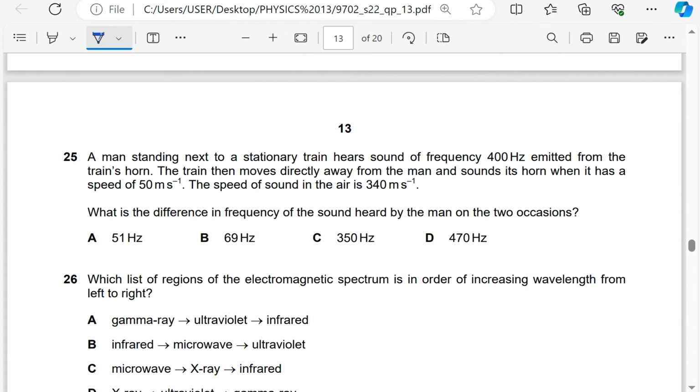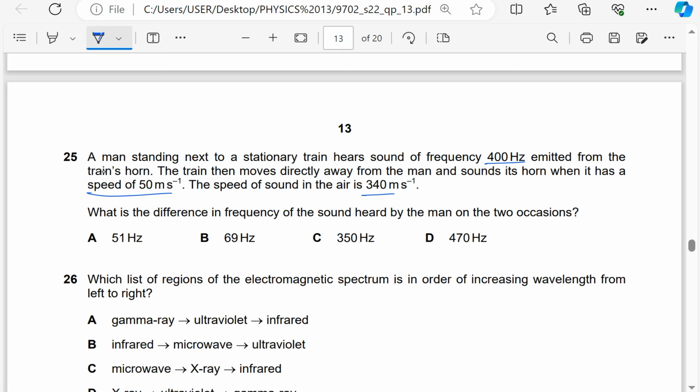A man standing next to a stationary train hears sound of frequency 400 Hz emitted from the train's horn. The train then moves directly away from the man and sounds its horn when it has a speed of 50 meters per second. The speed of sound in air is 340 meters per second. What is the difference in the frequency of the sound heard by the man on the two occasions?